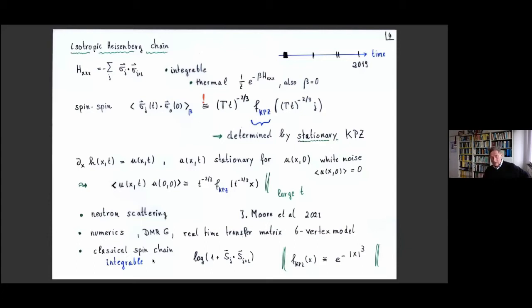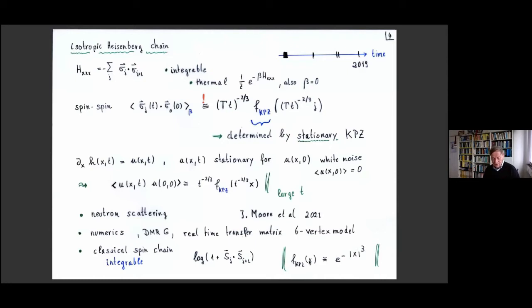Now, the point is that when you look at this function, it's not really so much different from a Gaussian. So you have to look rather hard in order to see the deviation. The tails are actually not quadratic, not e to the minus x squared, but e to the minus x cubed. So the only way you can see this KPZ prediction is through the scaling exponent, but we are more ambitious. We actually want to see the scaling function, but the scaling function does not deviate too much from the Gaussian.